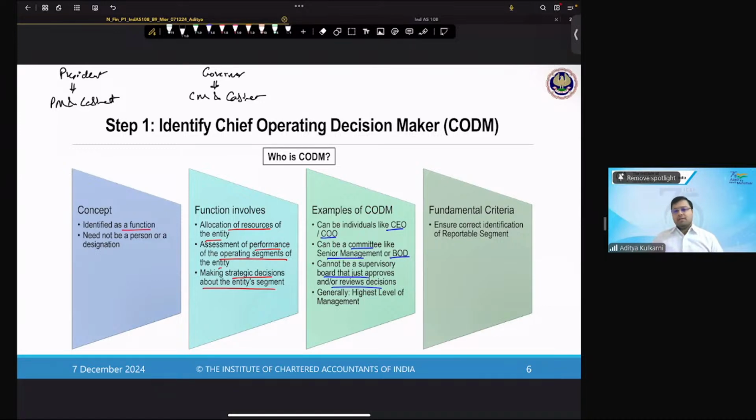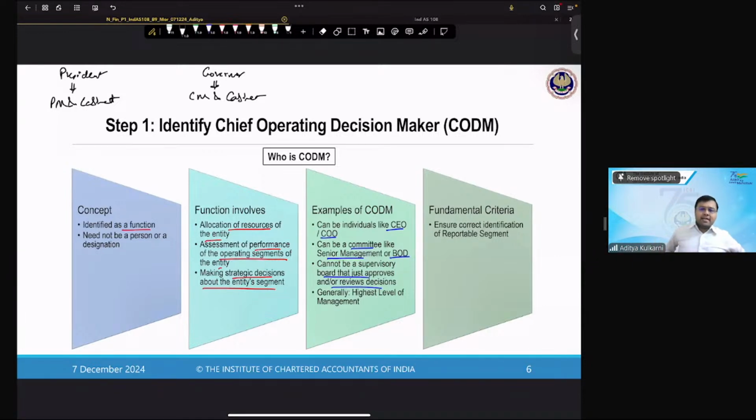Now, tell me, who is the chief operating decision maker in this? Who is the chief operating decision maker? Prime Minister and Chief Minister, respectively. Prime Minister and his cabinet, or the Chief Minister and his cabinet. Is the president or the governor a chief operating decision maker? Answer is no. The president and the governor are titles which are given. They are honors which are bestowed. They only review, they only have a supervisory function.